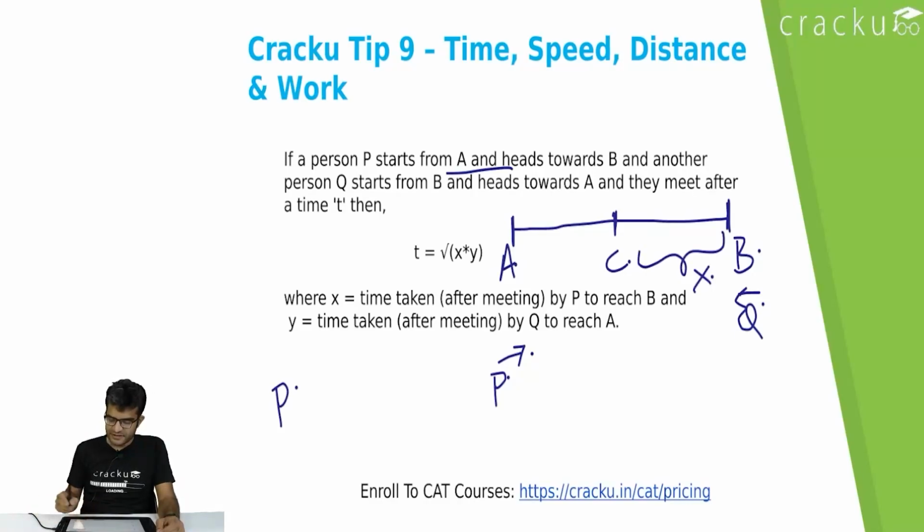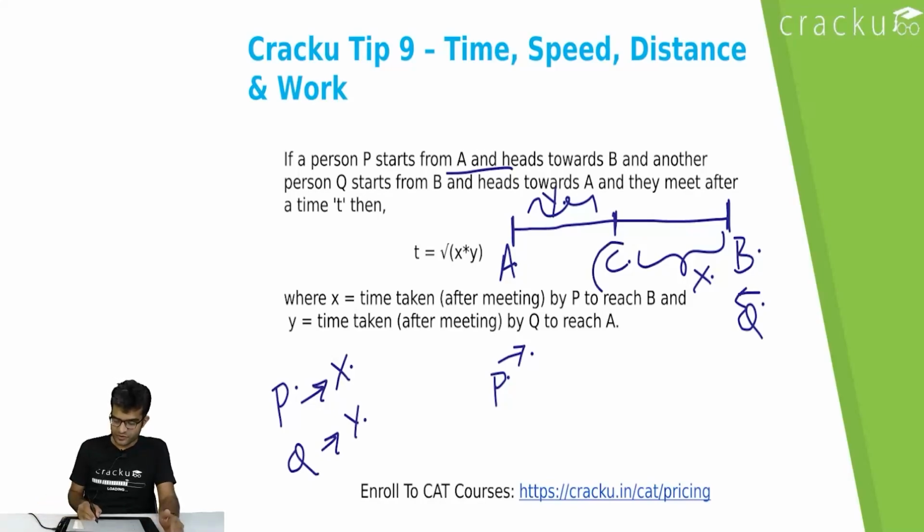Now suppose P takes x hours to go from C to B. After they met each other at C, suppose P is taking x hours. And after they meet at C, suppose Q is taking y hours. Then the time that they have actually taken to reach C, that is the time P has taken to reach C, which will equal the time that Q has taken to reach C, because both of them are meeting at C, the time will be equal to square root of x into y.